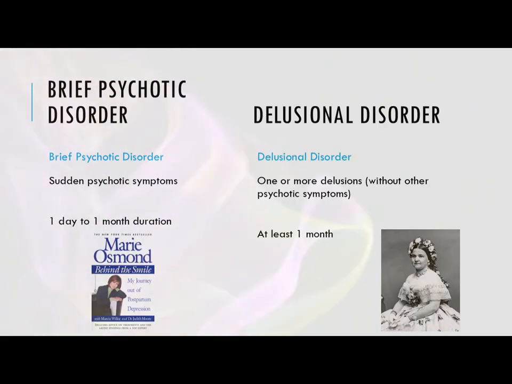Then there is delusional disorder, and this is where you have persistent delusions in the absence of other psychotic symptoms. Delusional disorder is characterized primarily by the presence of one or more delusions lasting for at least 1 month. However, unlike schizophrenia or schizoaffective disorder, other psychotic symptoms such as hallucinations or disorganized speech are either absent or very limited. So there are some key features of delusional disorder that we need to include.